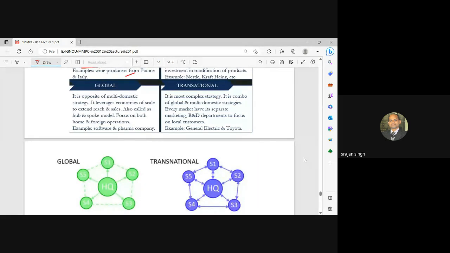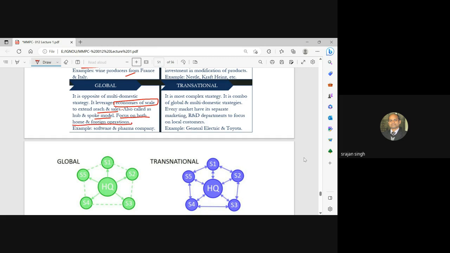Next is global. In contrast to the multi-domestic strategy, it leverages economies of scale to extend reach and sales. Economies of scale means as you increase factors of production, the production amount increases, right? That's what we call economies of scale. And if at a certain point of time you keep on adding more resources, it doesn't mean that more resources will result in more benefits as well. Economies of scale is used to extend sales, also called the hub and spoke model, focusing on both home and foreign operations.